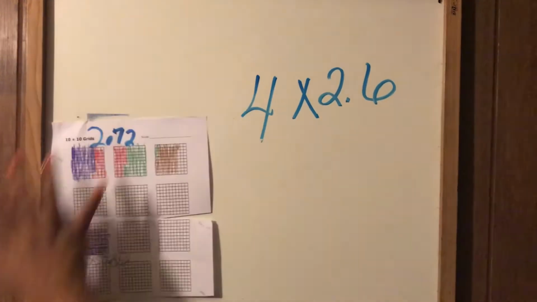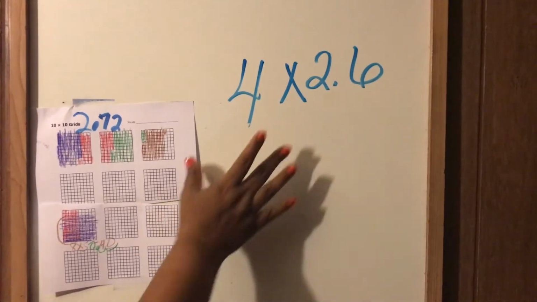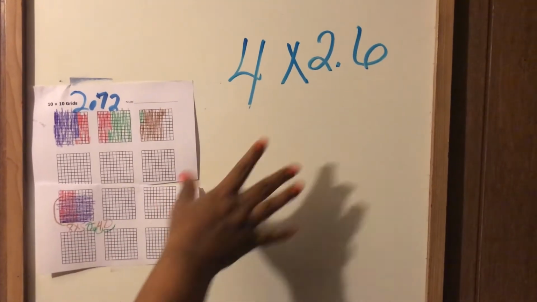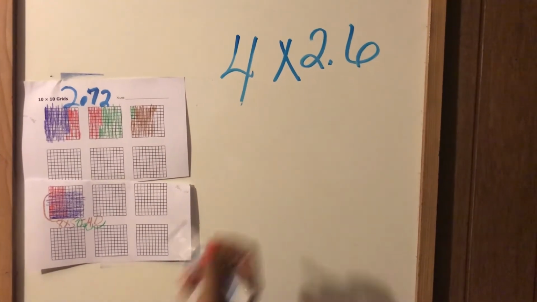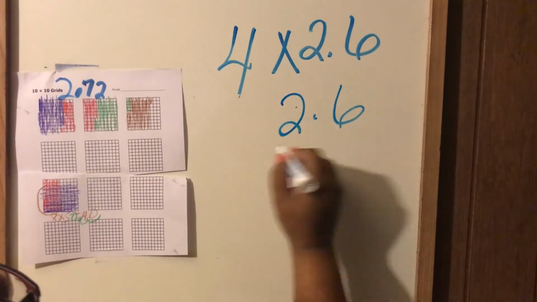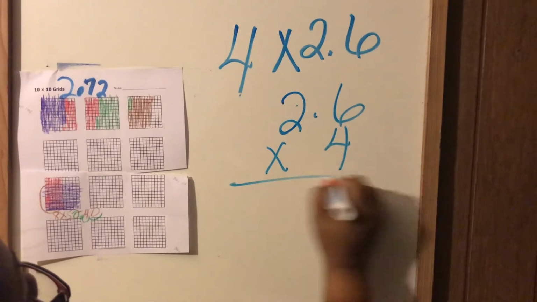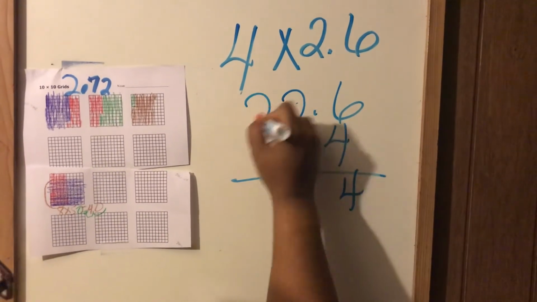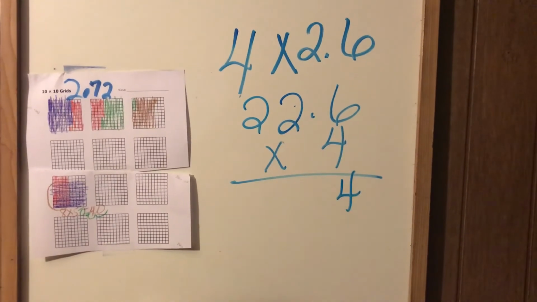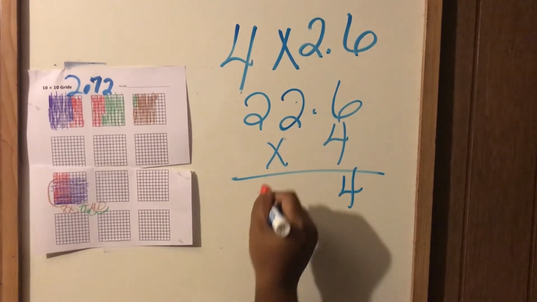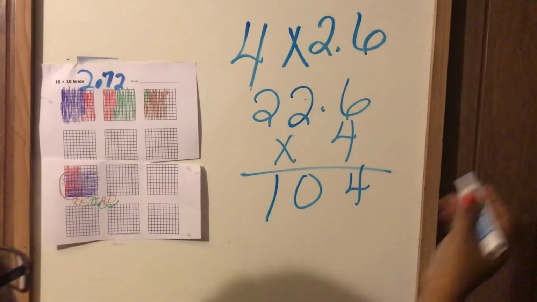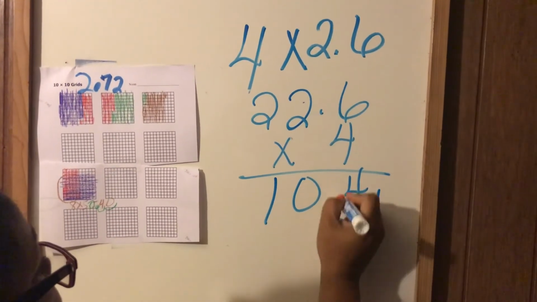So instead of using a whole bunch of grids, what I'm going to do is take this same problem and, instead of modeling it, use the traditional algorithm. So I have 2.6 times 4. 4 times 6 is what? 24. Carry my 2. 4 times 2 is 8, plus the 2 I carried is 10. And there's only one number after the decimal, so I start from the right and move only once.